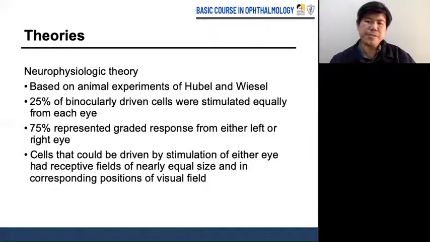So, 25% of these binocularly driven cells were stimulated equally from each eye, while the remaining 75% represented a graded response from either the left or the right eye. Now, cells that could be driven by stimulation of either eye had receptive fields of nearly equal size and in corresponding positions of the visual field.